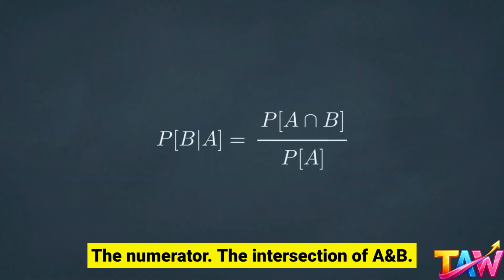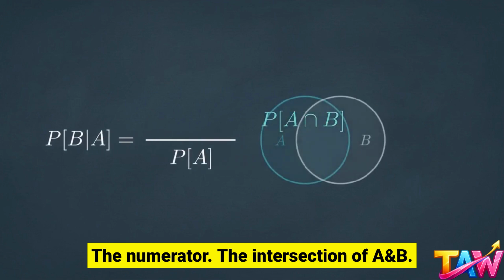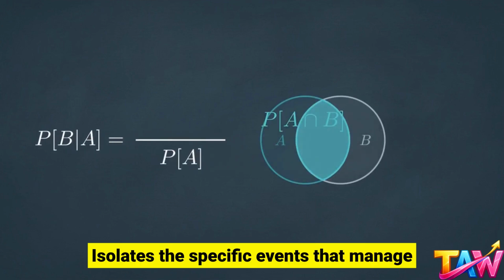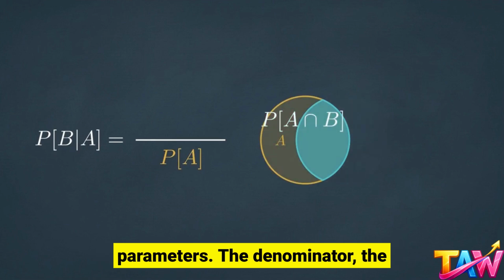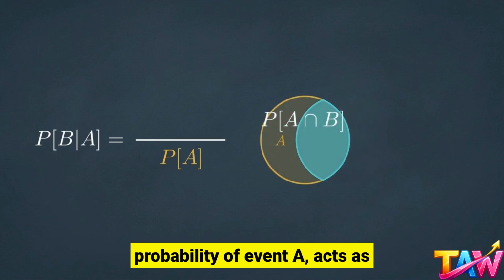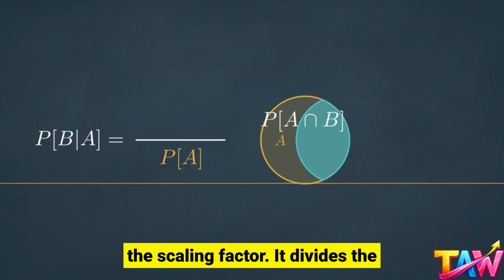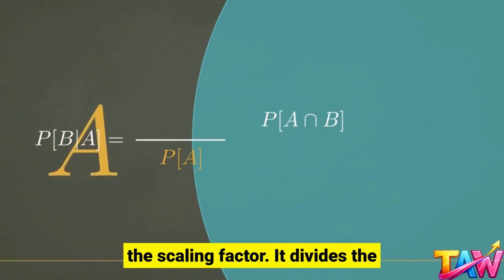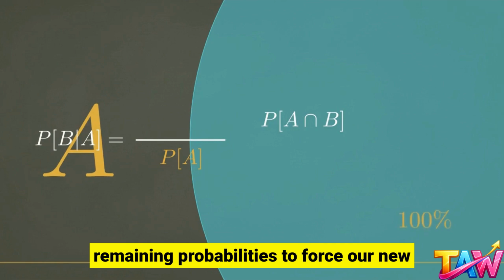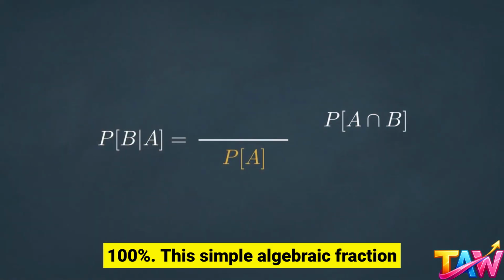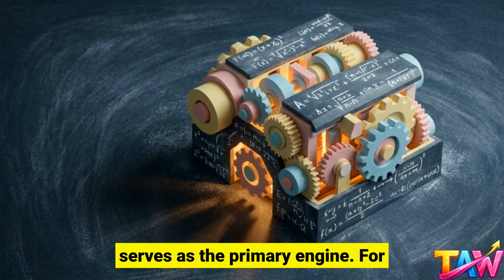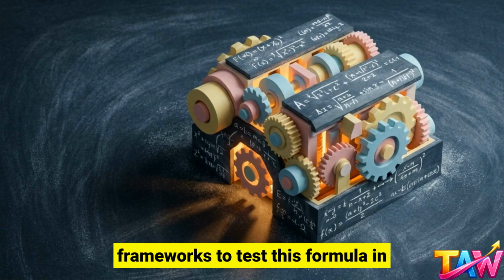The numerator, the intersection of A and B, isolates the specific events that manage to occur within our newly established parameters. The denominator, the probability of event A, acts as the scaling factor. It divides the remaining probabilities to force our new, reduced space to equal a complete 100%. This simple algebraic fraction serves as the primary engine for all complex probabilistic inference frameworks.